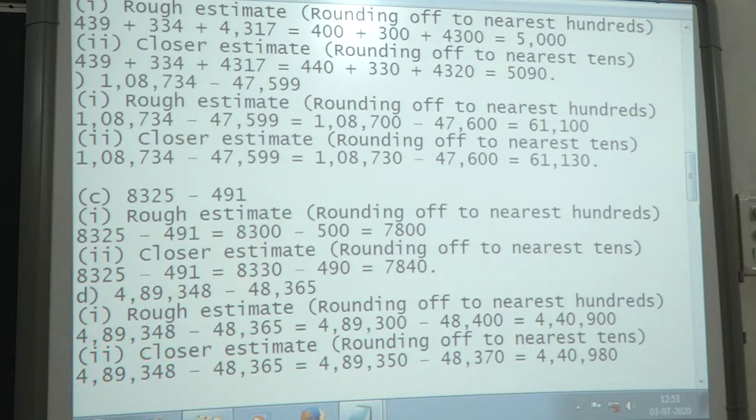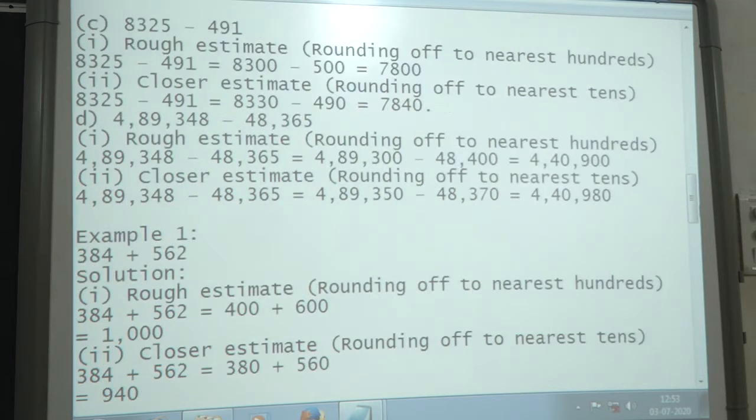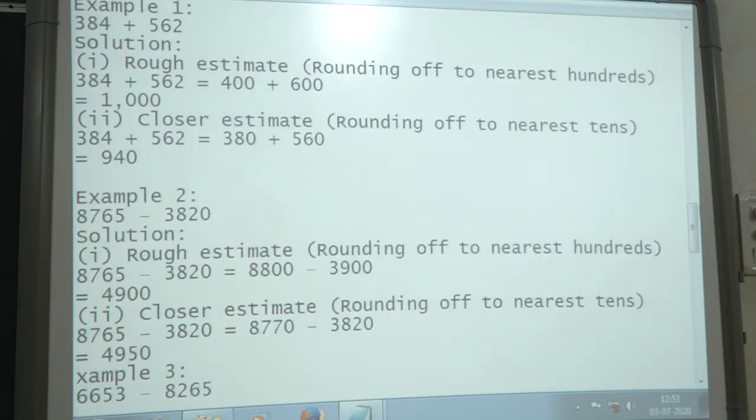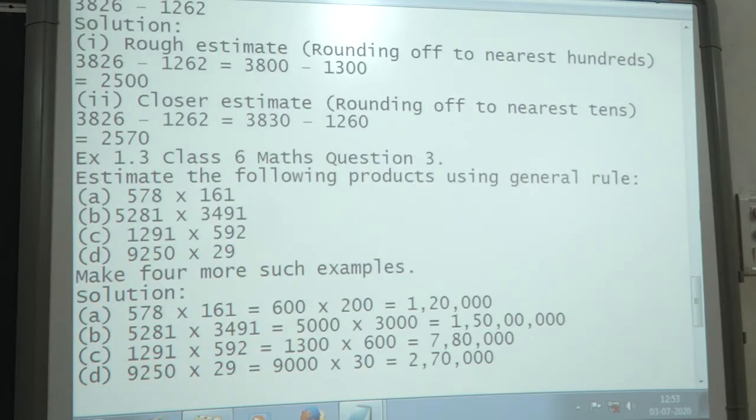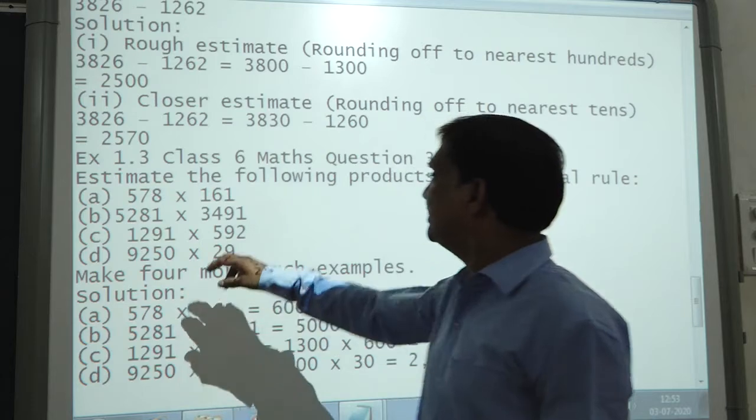Now the next question. Again, here you are asked to solve some examples. So here I took some examples. You can take your own examples and solve. I took 4 examples here, and you also do 4 examples. The third question is the last question. Now what is the third question?